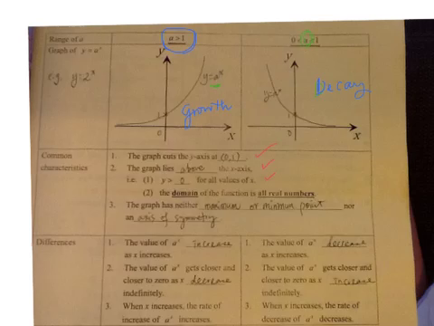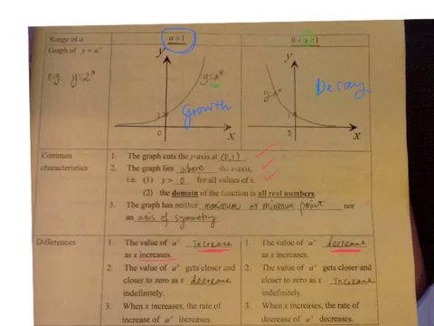Now I would like to draw the attention here. For the left hand side, the value of a to the power x increases. As x increases, it becomes greater and greater. But on the right hand side, the value of a to the power x decreases and decreases. So it's a decay curve.